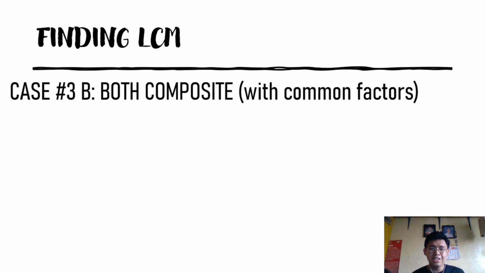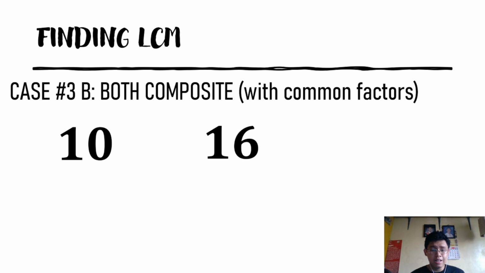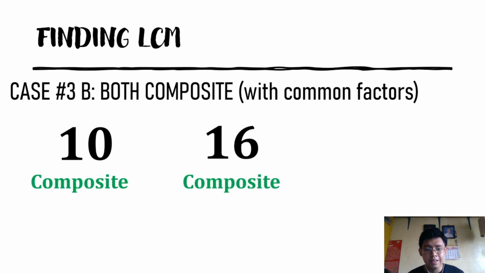Okay, next example. We have 10 and 16. 10 and 16 are both composite numbers. Now, next, the question that you're going to ask yourself is, do they have a common factor? If the answer is yes, then identify the greatest common factor. Ano yung greatest common factor ni 10 and 16? If you answered 2, then you're correct.